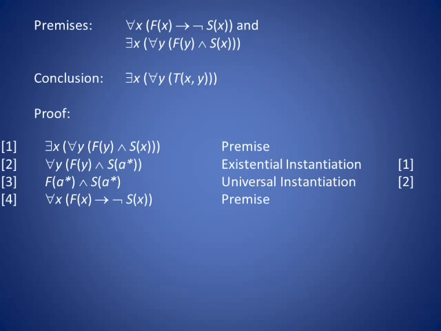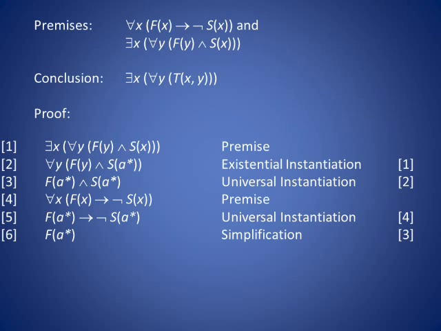Now let's introduce the first premise onto line 4. We have for all x, f of x implies not s of x. On line 5, we universally instantiate line 4 with x being replaced by a star. This results in f of a star implies not s of a star. On line 6, we simplify line 3 to f of a star. Then use modus ponens on line 7 to get not s of a star. That used lines 5 and 6.